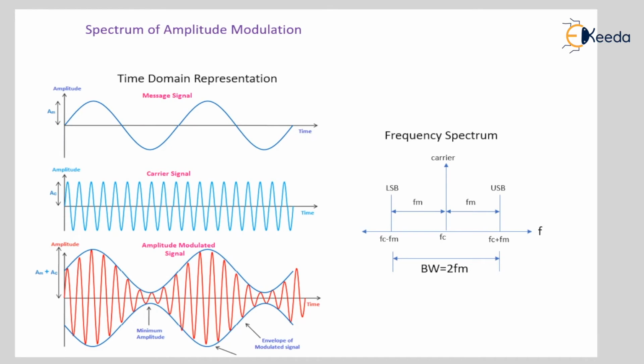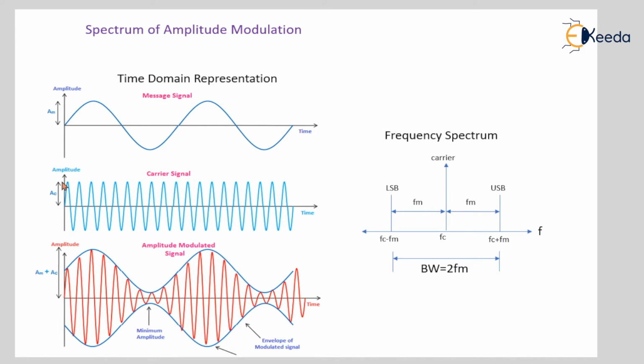Here, amplitude modulation. We'll start from the definition. Amplitude modulation is nothing but the amplitude of the carrier changing in accordance with the amplitude of the modulating signal. This is a time domain representation in which one message signal is there, we call it a modulating signal, which is changing with respect to time. Another thing related to this modulating signal is that it attains amplitude of AM.